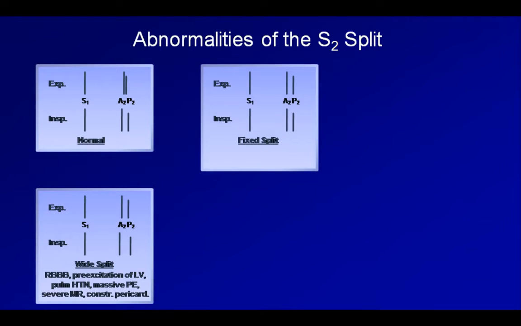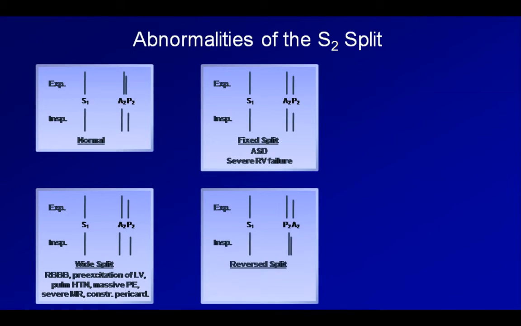Another abnormality is a fixed splitting of S2. In this scenario, S2 is split equally in inspiration and expiration. It is most commonly described in the setting of a large ASD, or atrial septal defect, but is also described in severe RV failure. This situation, in which the split is heard during expiration and not during inspiration, is known as a reversed or paradoxical split.